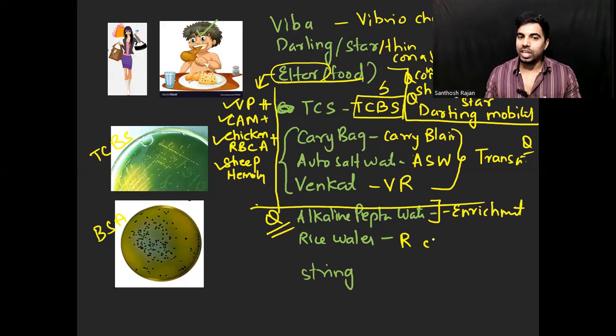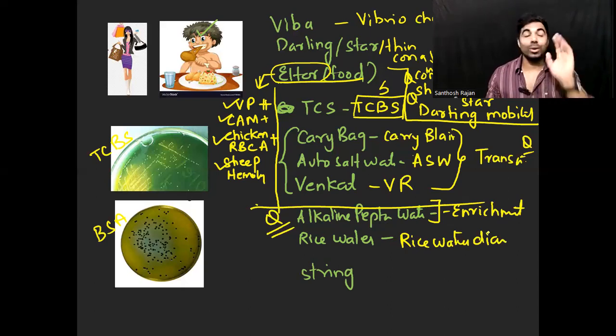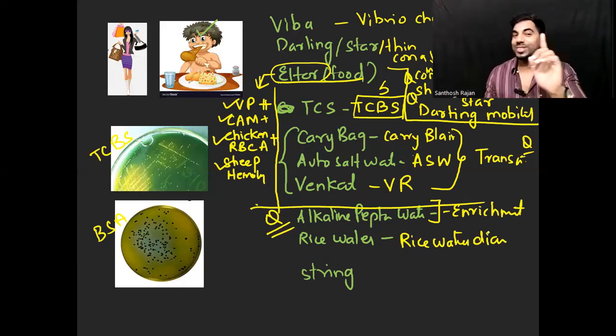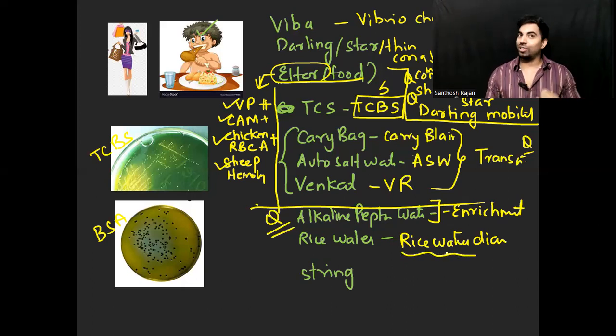If you remember, rice water, what do we call this, rice water stool diarrhea, rice water diarrhea. Pea soup diarrhea was of Salmonella, salmonella typhi, typhoid fever. Okay, they're the same. Salmonella's pea soup diarrhea. But whose is the rice water stool? It is Vibha darling's. Don't forget, okay, the stool looks like rice water, very watery.